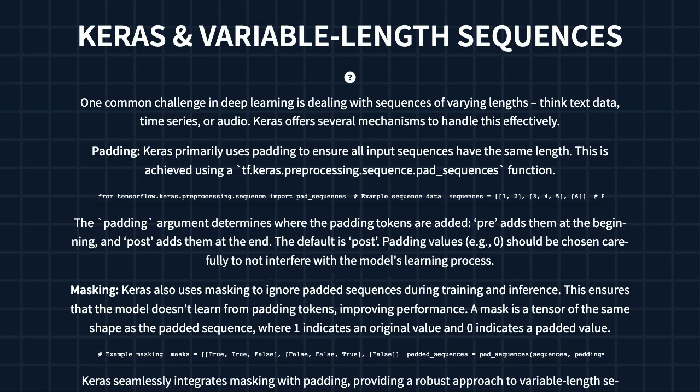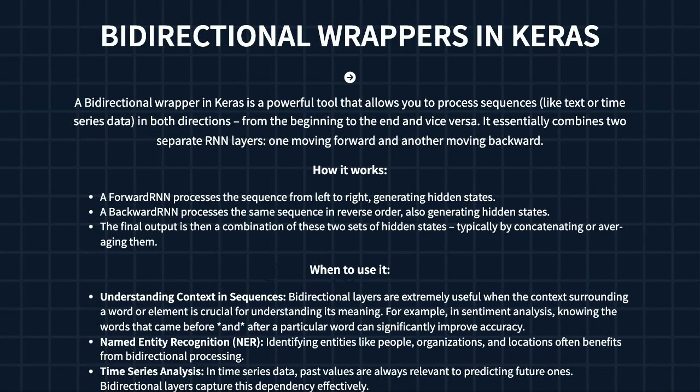Does that make sense? Let's talk about bidirectional wrappers in Keras. They are a really neat way to handle sequences of data where the order matters, and understanding both past and future context is key. Think of it like reading a sentence. You don't just read from left to right, you understand it better by considering what came before *and* what comes after. A bidirectional wrapper combines two recurrent layers, one that processes the sequence forward and another that does it backward. The hidden states from both are then combined, usually through concatenation or averaging.